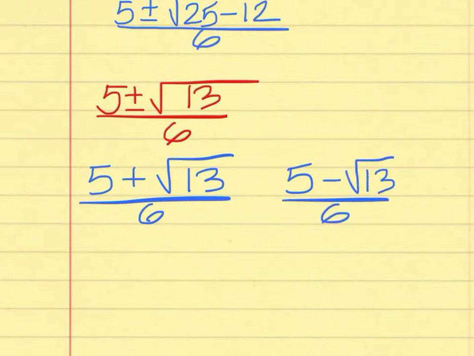I don't know what I just said. Yeah, I think I may have said that completely wrong, but anyway, it's 5 minus the square root of 13 over 6 and 5 plus the square root of 13 over 6. I'm not going to go back and edit that out. I don't think that's that big of a goof.